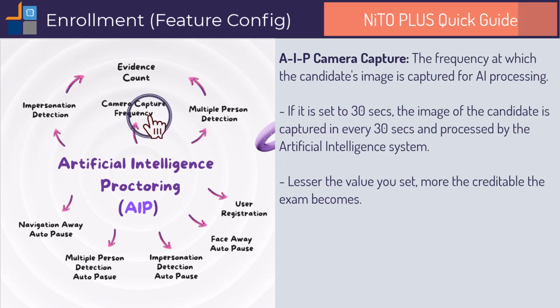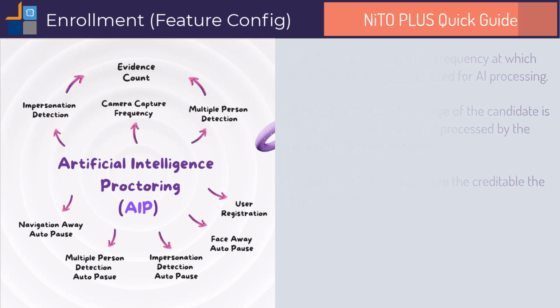AIP camera capture, the frequency at which the candidate's image is captured for AI processing. If it is set to 30 seconds, the image of the candidate is captured every 30 seconds and processed by the artificial intelligence system. The lesser the value you set, the more credible the exam becomes.